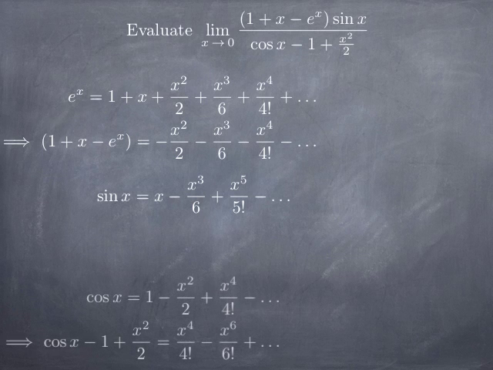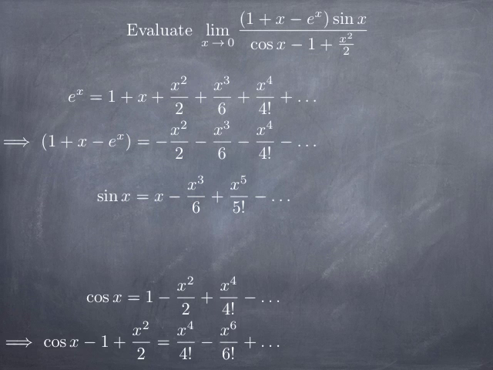And at the bottom, we can also write out a power series representation, because cosine x has also a power series representation valid for all x, just like for sine x. And it starts with 1 minus x squared over 2, and then the next term is x to the 4th over 4 factorial minus x to the 6th over 6 factorial, and so on. So we can write cosine x minus 1 plus x squared over 2 as x to the 4th over 4 factorial minus x to the 6th over 6 factorial, and so on.